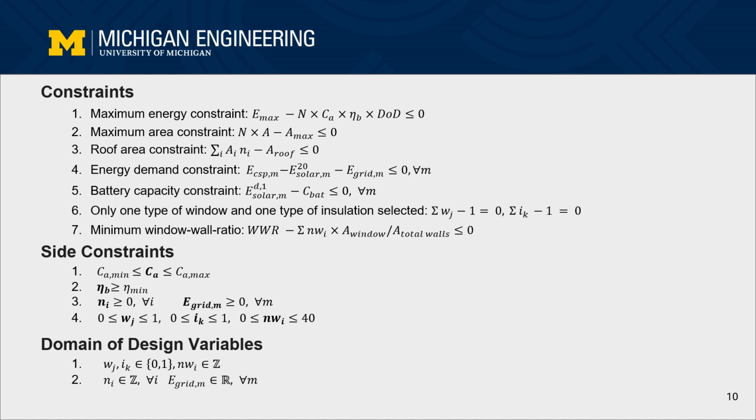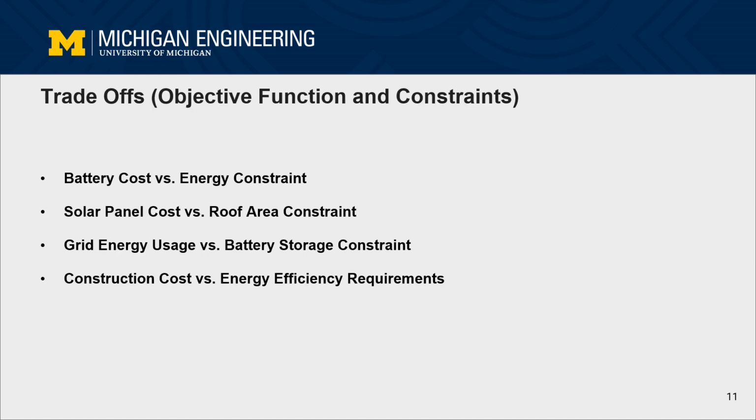Looking at the only one type of window, only one type of insulation, as well as the minimum wall to window ratio, we ensure a realistic design for the house using these constraints. The side constraints enforce non-negativity for the solar panel counts and grid energy while applying logical limits for the window and insulation selections. And the domain constraints implement a domain for the design variables utilized.